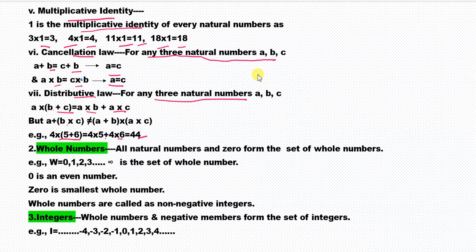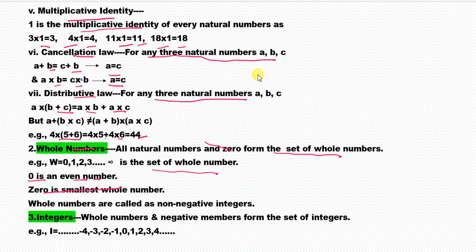Next, come to whole numbers. What is a whole number? All natural numbers together with 0 form the set of whole numbers. In natural numbers, 0 is not included, but when 0 is included, it becomes the set of whole numbers. 0 is an even number. Mind it, 0 is an even number. 0 is the smallest whole number.